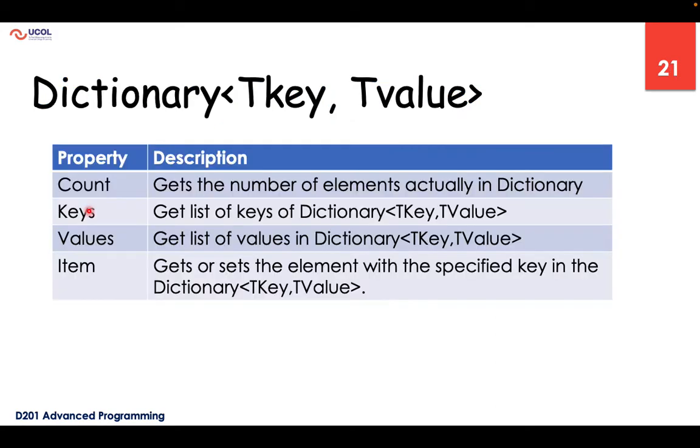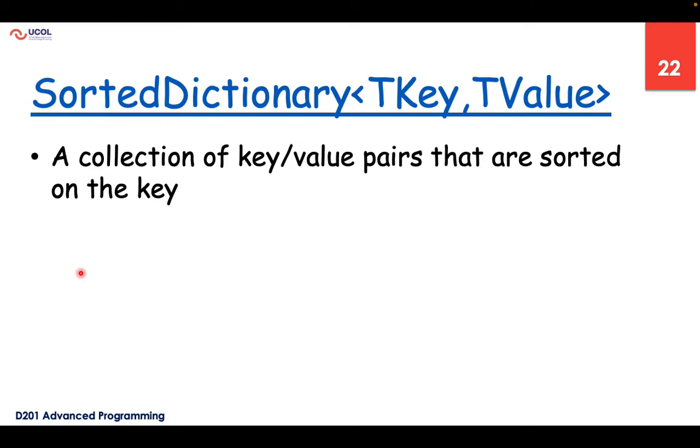Again, we have the count method, which gives us the total number of elements present in the dictionary. Keys will give us the list of keys, values will give us the array of values, and item gets or sets the element at a specific key in the dictionary. With item, we go to that particular key and change the value with the new value. Then there is the sorted dictionary, also a collection of key value pairs that are sorted based on the key.